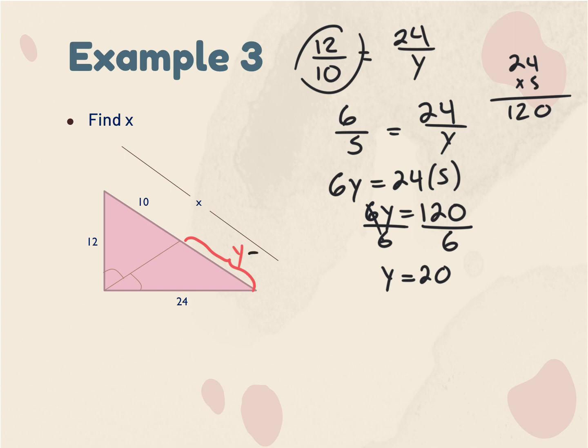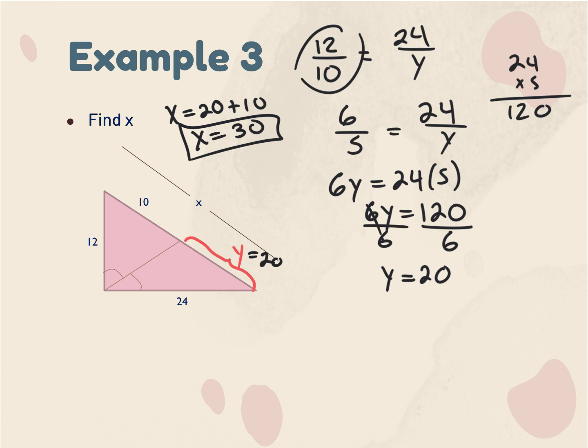Now, that is not the final answer, though. The final answer is X. Now, at the end, X, if you notice, is just 20 plus 10. So we end up having X is equal to 30. That would be the final answer, and that would be perfectly fine for you to solve.